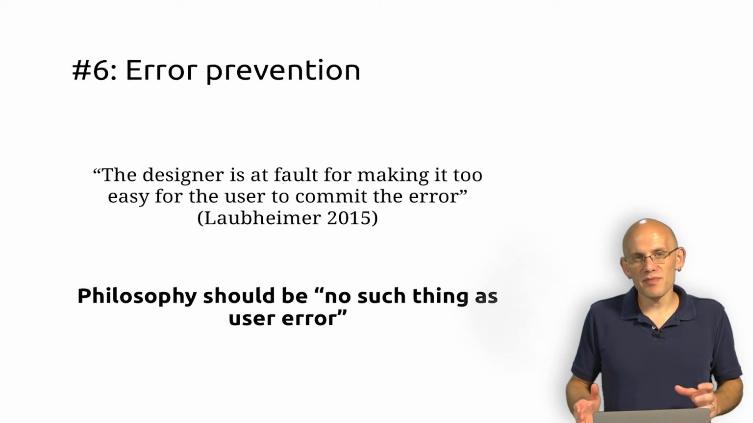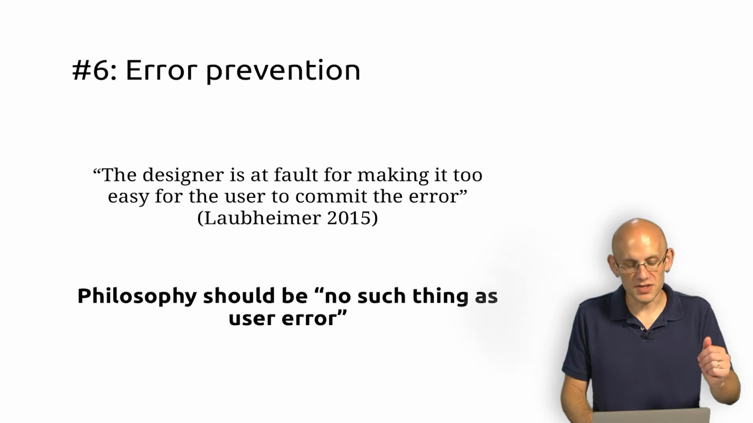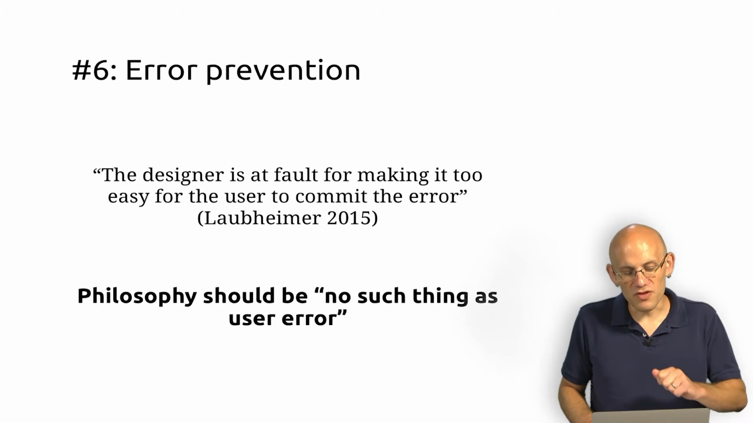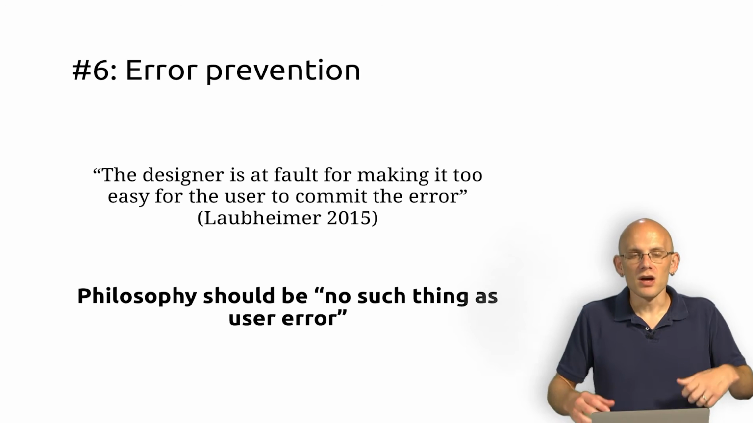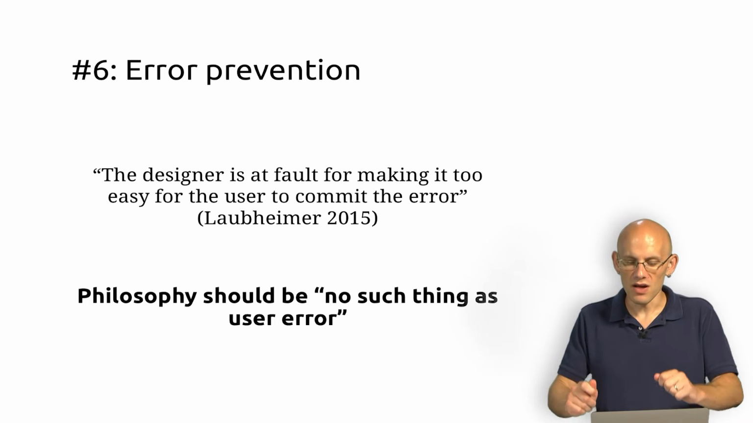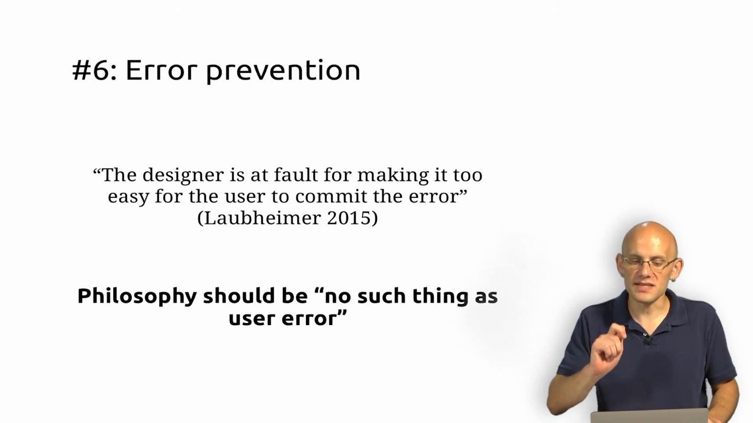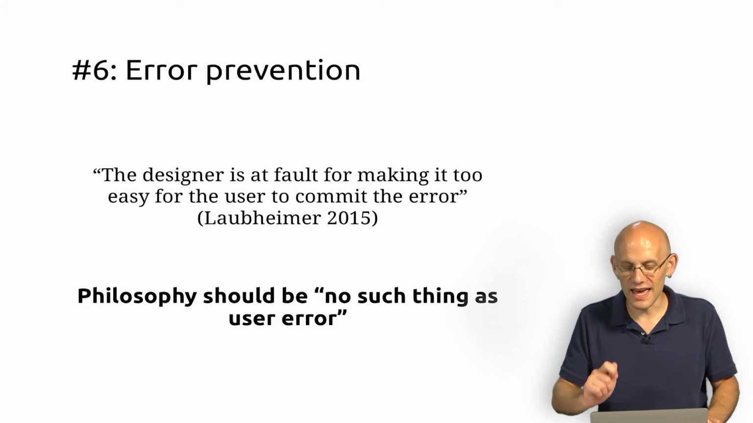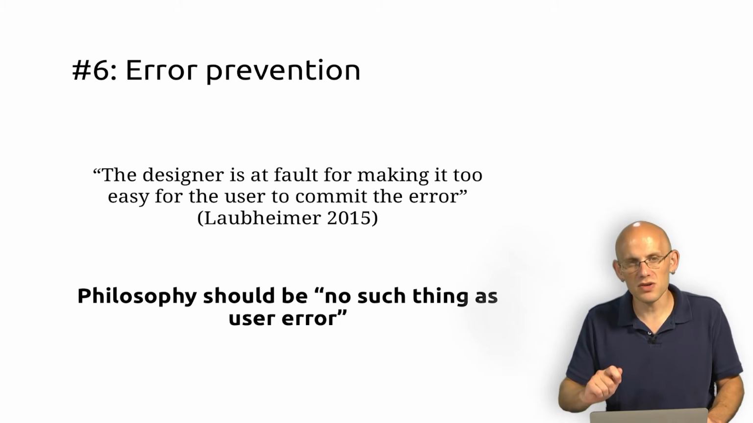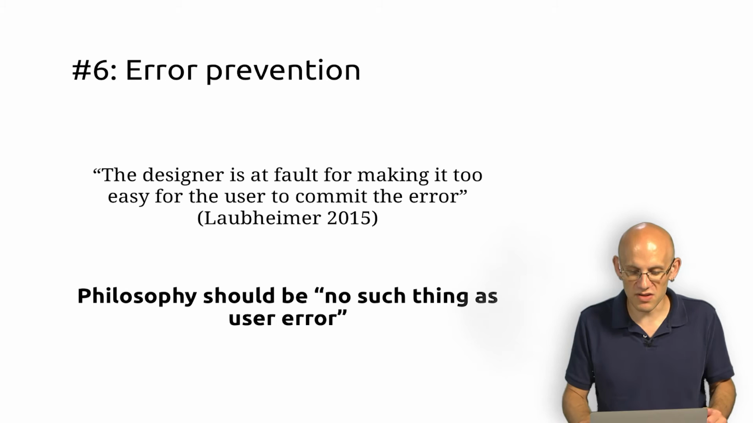Okay, so when you're thinking about this heuristic, I like to think of this quote from Laubheimer, who works with Nielsen. I'll show you a reference to Laubheimer's articles in a second. Laubheimer writes that the designer is at fault for making it too easy for the user to commit the error, or in other words, your philosophy should be there is no such thing as user error. When an employee of Delta entered that $64 fare, that is the designer of the pricing system's fault, right? We have to resist saying that users are stupid or did stupid things. We have to treat all user actions as potentially our fault. Same deal with the Syria routing example, and so on and so forth.